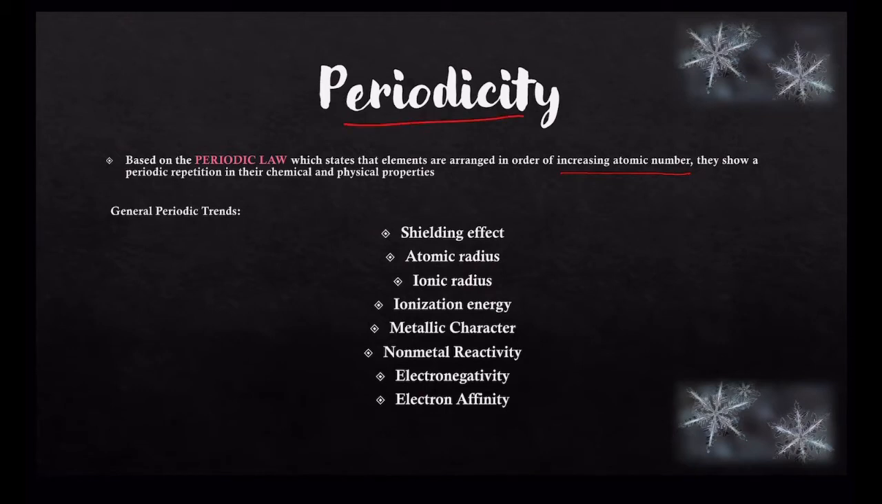The general periodic trends that we'll be discussing in this series of videos include shielding effect, atomic radius, ionic radius, ionization energy, metallic character or metal reactivity, nonmetal reactivity, electronegativity, and electron affinity. Before we discuss these trends individually, let's begin by talking about the factors that are responsible for periodicity.